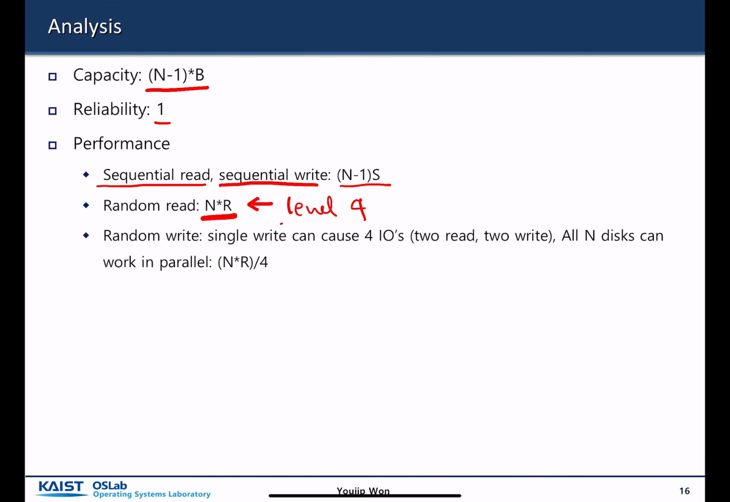the random read performance corresponds to (n-1) times R, because there is a single disk that has been designated as the parity disk, and we cannot save any data blocks there. But here in RAID level 5, we rotate the parity, so all the disks contain data blocks. So random read corresponds to n times R.